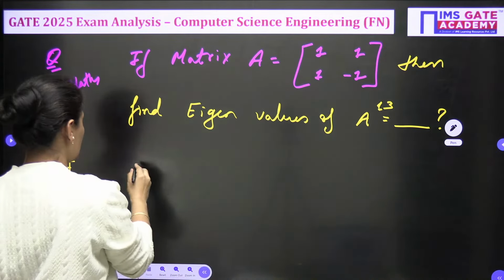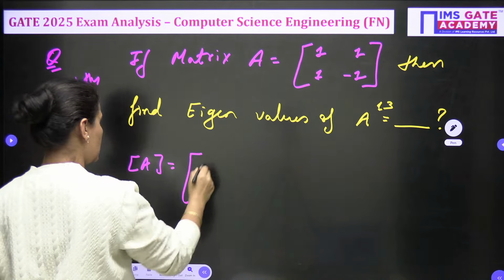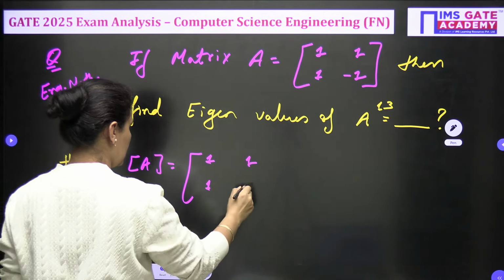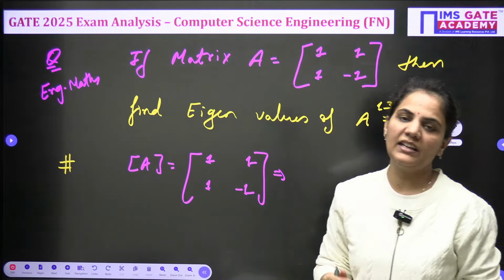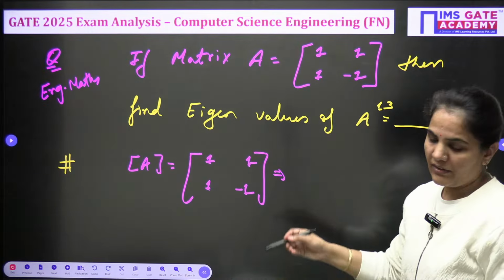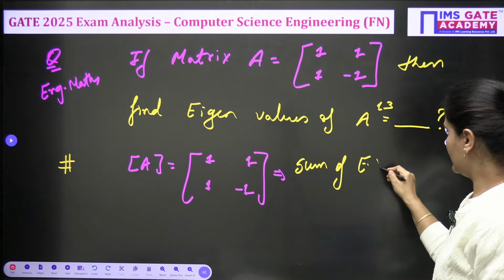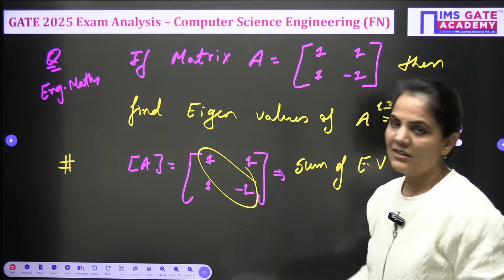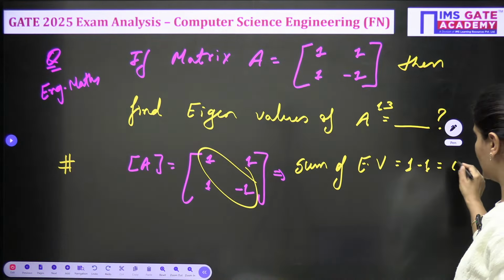So very easy question. We can solve this question using the basic approach. A equals 1 1 1 -1. We can go with the sum of the eigenvalues. We know very well in the eigenvalue we should go with two approaches, the sum and the product of eigenvalues. But I am going with the sum of eigenvalues first. The sum of eigenvalues is nothing but the trace, the sum of the principal diagonal, which is 1 minus 1, 0.